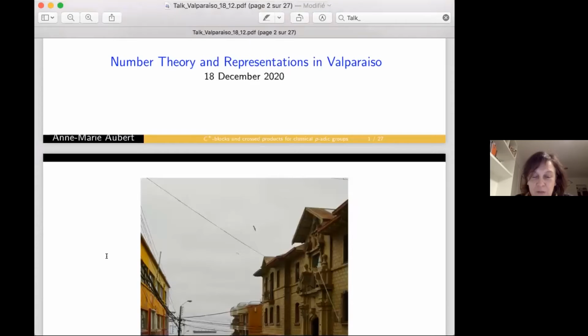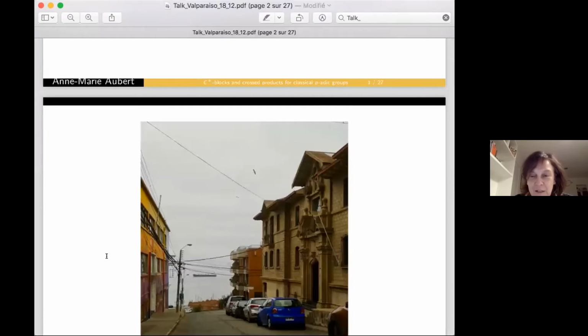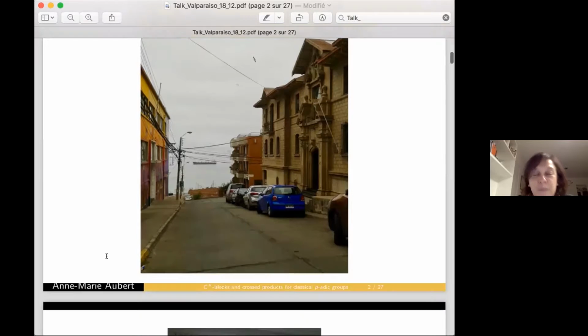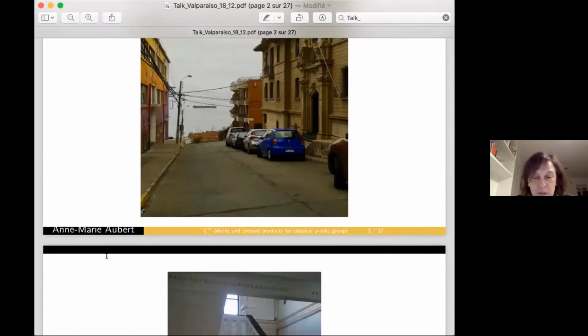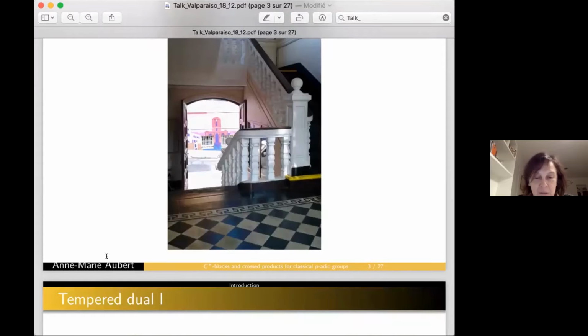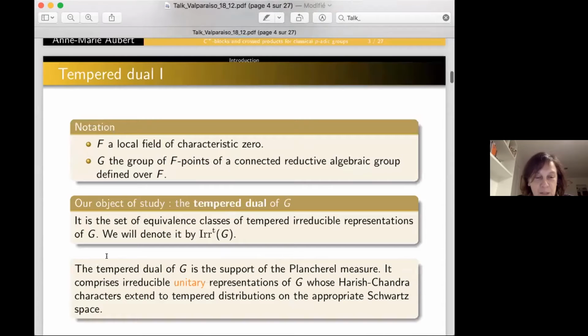So I felt almost as if I were really physically in Valparaiso. I remember my last time, last year in January. It was my last trip before the pandemic. And here is the math building, so we can have a nice view over the Pacific Ocean. Now we can enter and go upstairs. And okay, now we arrive at the seminar room.